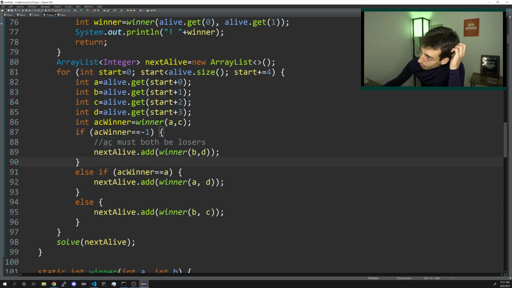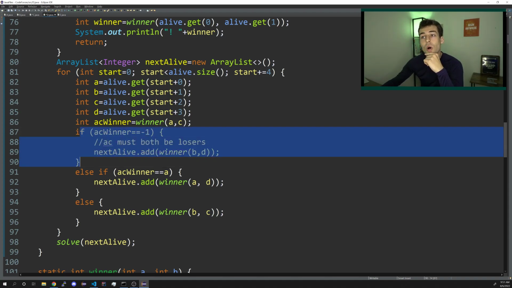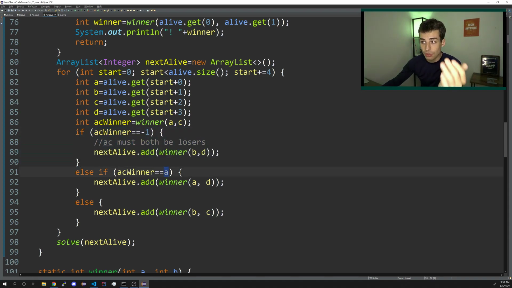Okay, and then what if one of them wins? Well, if A wins, we want A to fight D, because we know A is better than C. We know A is better than B, because A isn't the worst, and B must be the worst if it lost to A. We know A is better than C, but C could have been a 0, right? So we need A to fight D as well.